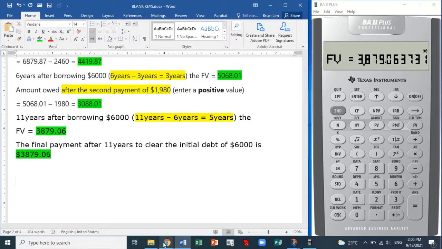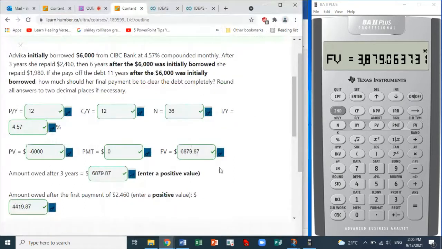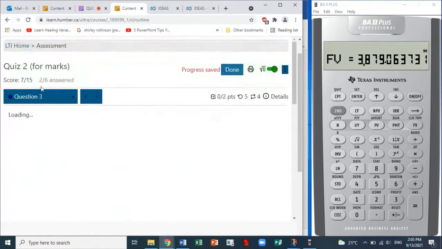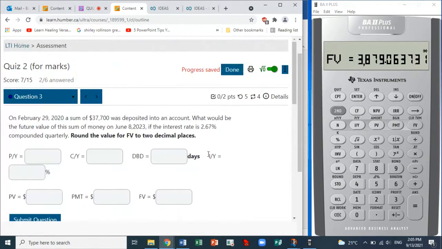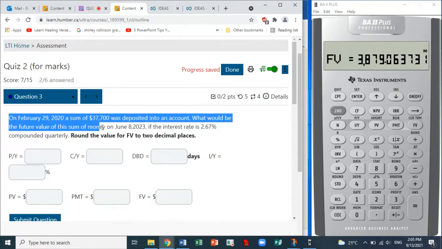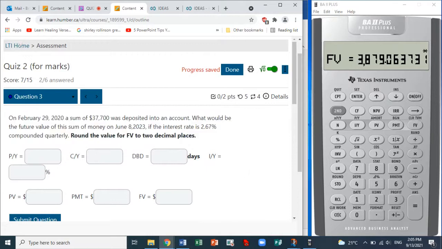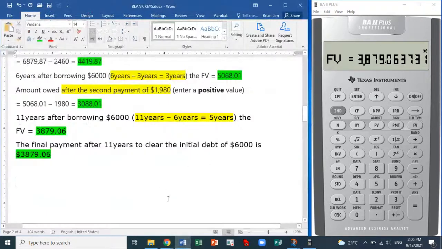All right, let's go now to question number 3 and see what comes up there. So next question. Okay, this is one that has to deal with dates. So you have days between dates. That is what this DBT represents. Okay, so let's go and do this one. So I copy and then I will paste it.